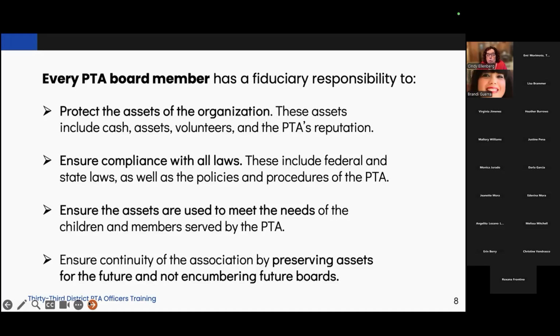And very importantly, you cannot encumber a future board with a requirement to fund something. So if you are trying to think ahead and say, well, next year we want to pay for or continue to pay for something, you cannot do that. You can only commit to the current year.